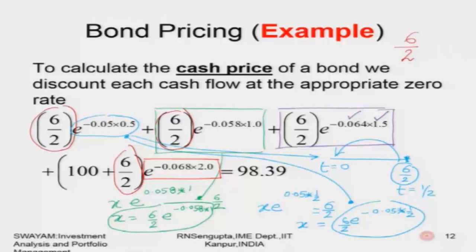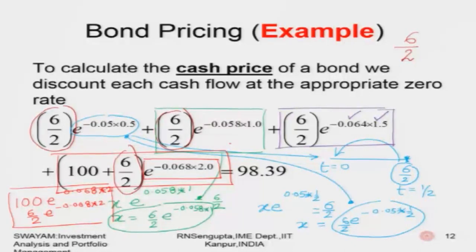But what is the value which I get after 2 years? There are two amounts. One is 6 by 2, which is the 3 units of interest, plus the bond face value which was 100. So, it is broken down into two parts. One is the present value of 100, so e to the power minus 0.068 into 2, that is one amount. Another amount is 6 by 2 e to the power minus 0.068 into 2. When I consider these, this value is the last term on the left hand side of the equality.